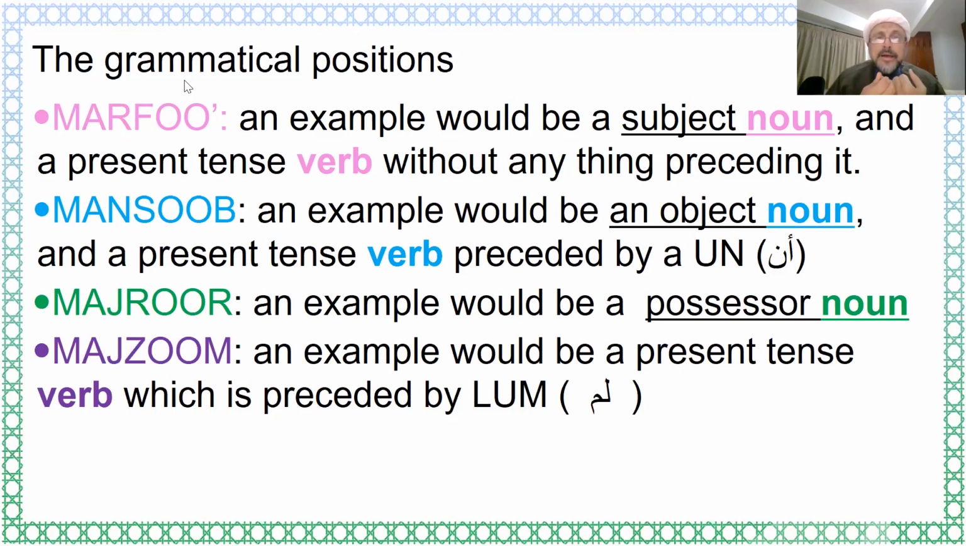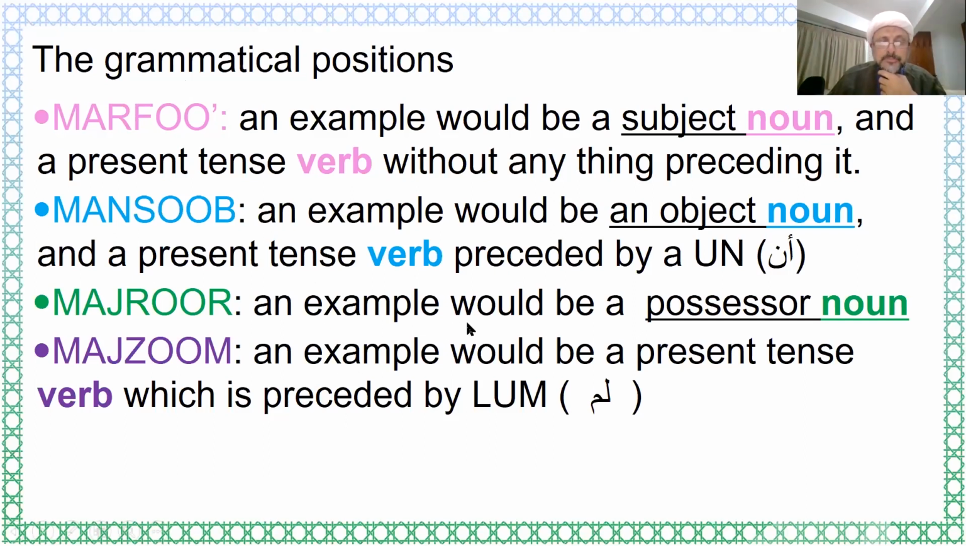We have Dhamma, Fatha, Kasra. With Dhamma, pink color, U sound, marfu', and it is a subject. So Dhamma, marfu', subject, pink color. Fatha, object, mansub, blue color. Kasra, E sound, majroor, possessor, and green color. So this is about the noun.